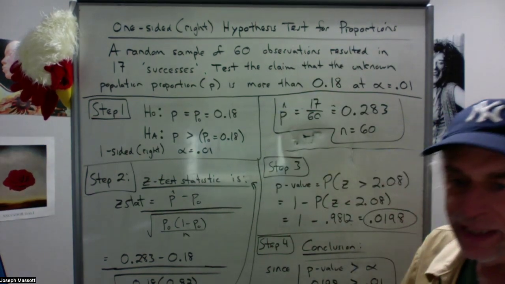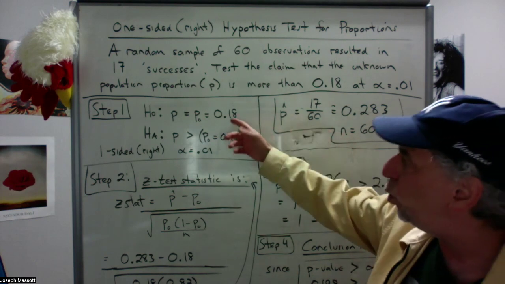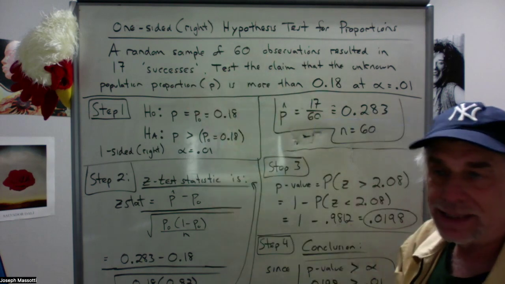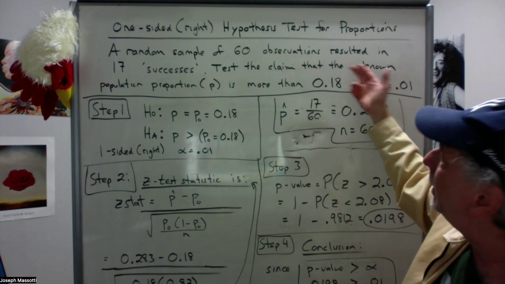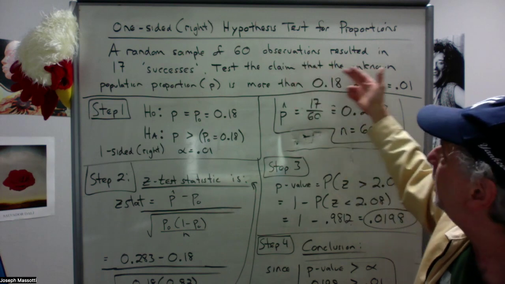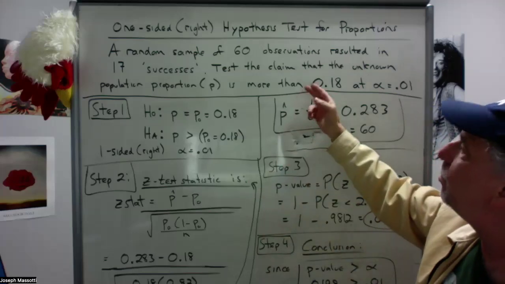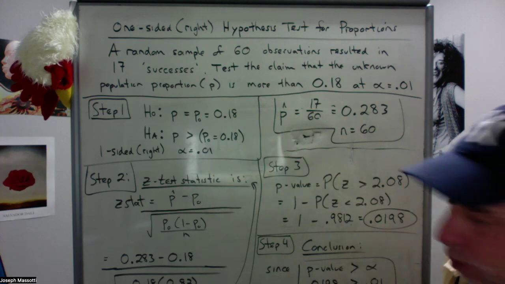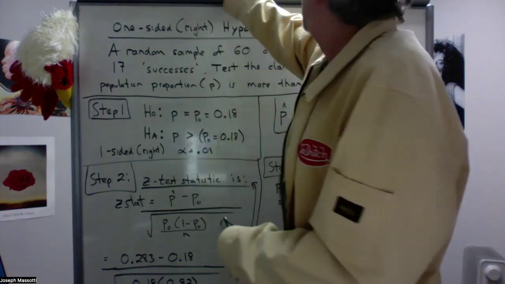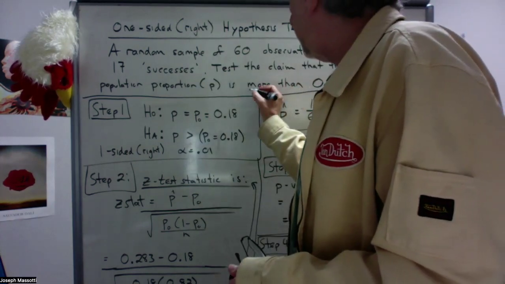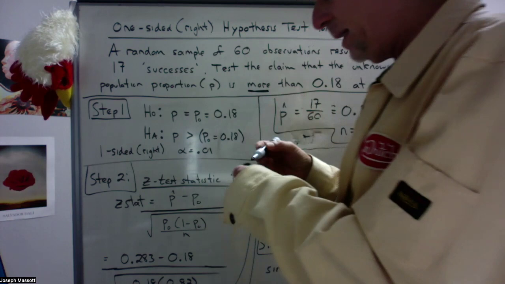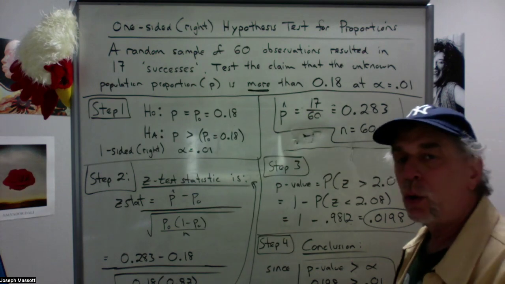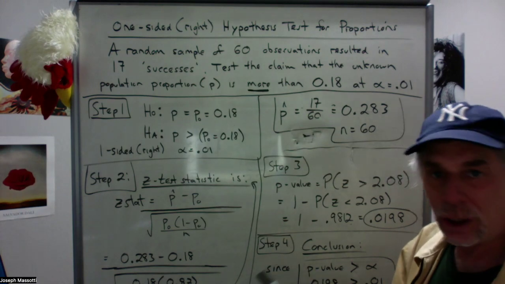Those are the only things we need to know, and we need to know what we think going into the test. So we took an observation of 60, we got 17 successes, and we're going to test the claim. The claim is going to be the null hypothesis that the unknown population parameter is more than 0.18. So that "more" is the clue that we're talking about a one-sided alternative, right? So you're looking for words like this in the description to tell you if the test is going to be 2-sided or 1-sided, and if it's 1-sided, what direction we're looking at.